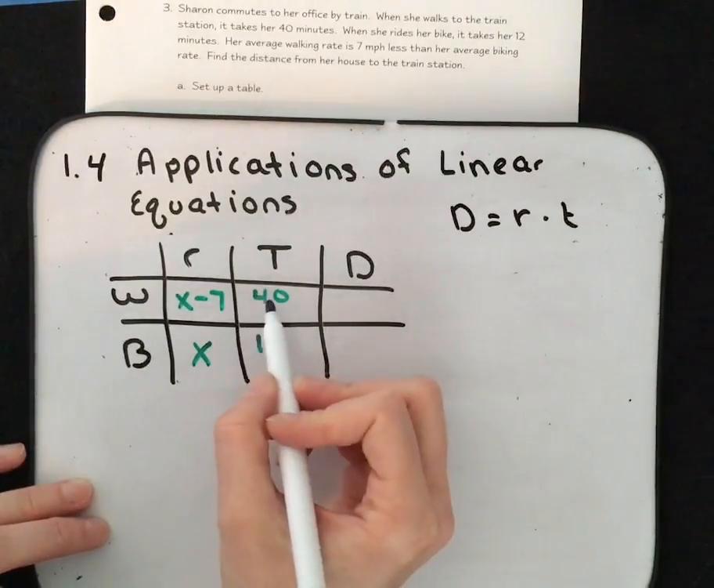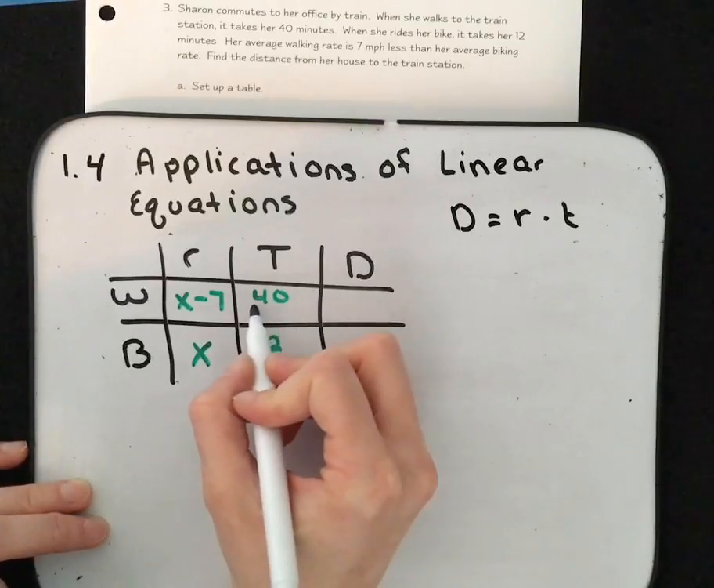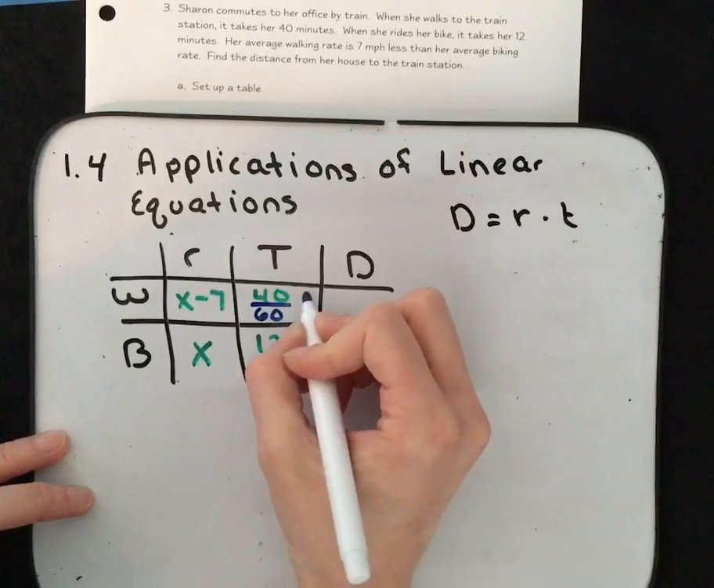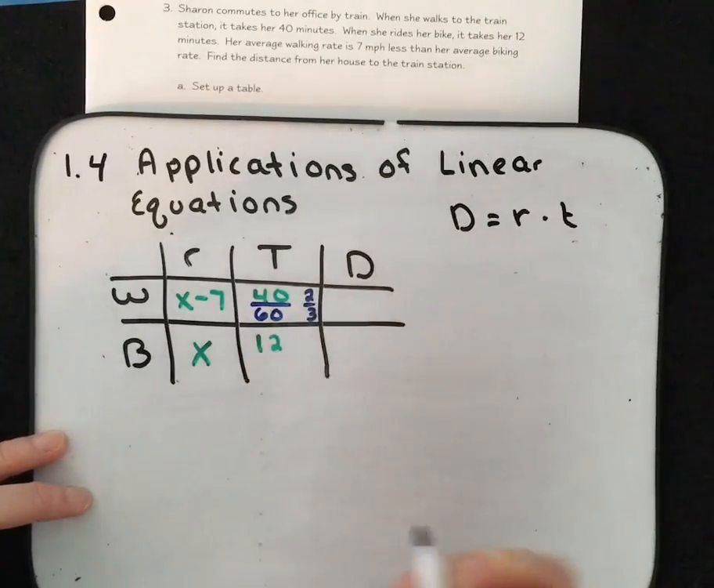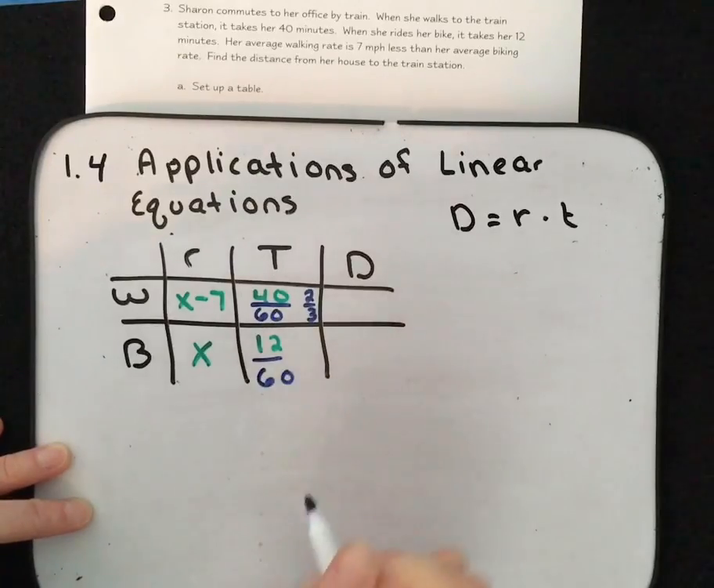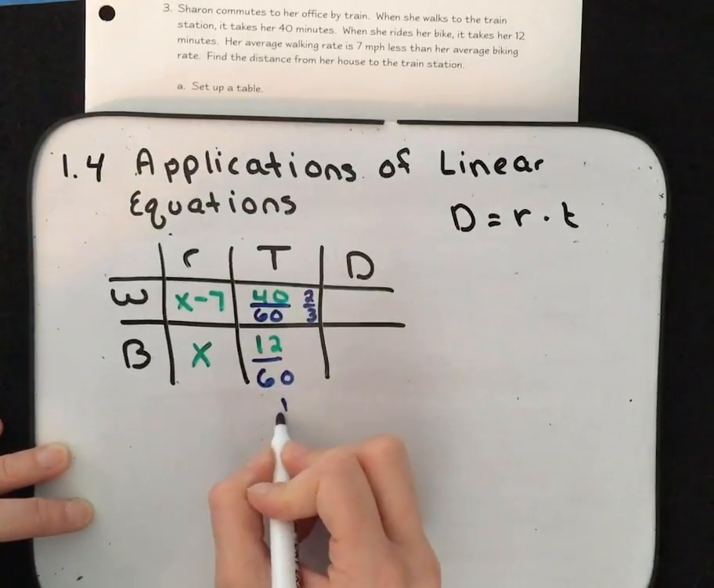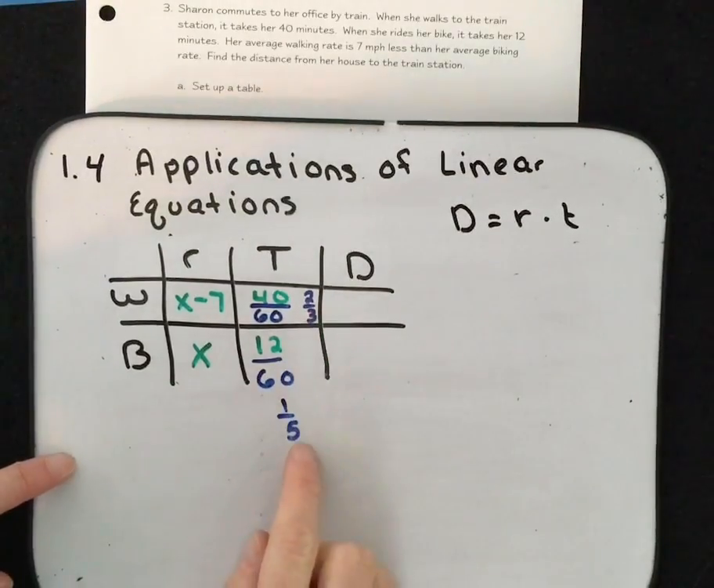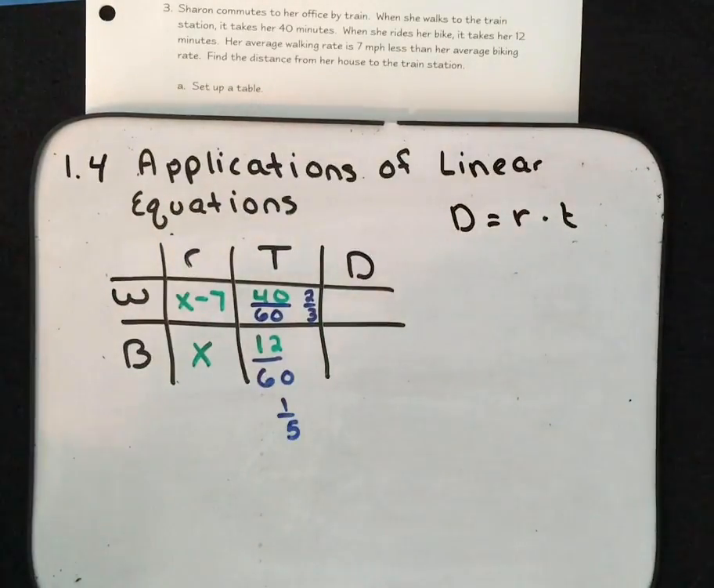So this 40 minutes right here, yes, it's 40 minutes, but it's 40 out of 60. So that is really 2/3 of an hour. And right here it's 12, but that's really 12 out of 60. So that is really 1/5 of an hour. So if we want to keep all of our units the same so that we're able to solve, we'll need to look at this in terms of an hour. So then we can figure out our distance.